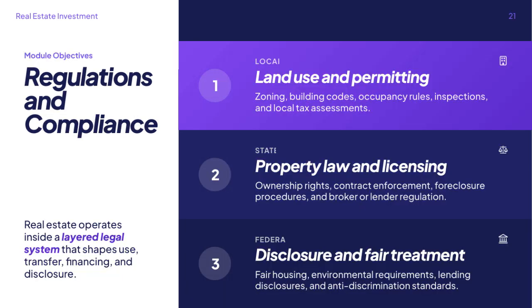In this module, we'll explore the regulations and compliance that govern real estate. Real estate operates within a complex, layered legal system that influences how property is used, transferred, financed, and disclosed. At the local level, regulations focus on land use and permitting. This includes zoning laws, building codes, occupancy rules, inspections, and local tax assessments. These rules determine what can be built where, how properties can be occupied, and ensure safety standards are met.